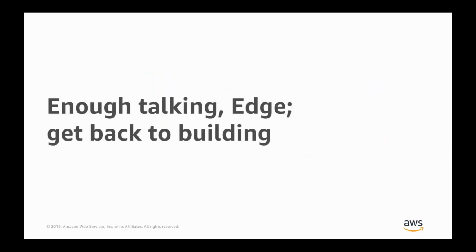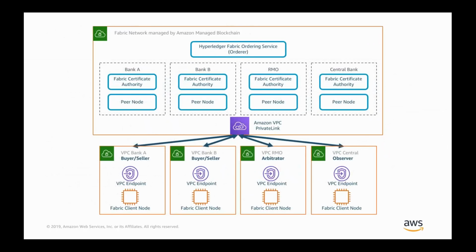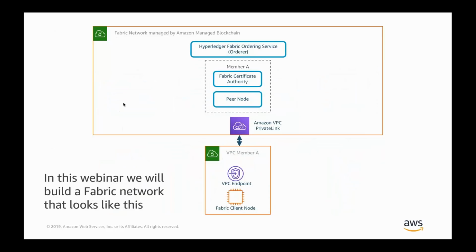So on this diagram that I showed you earlier, we have a Fabric network managed by Amazon Managed Blockchain, and down here in your account, you have a Fabric client node. That client node can communicate with the Fabric network via a private link connection. So we're going to run the REST API on the Fabric client node so that it can communicate via the VPC endpoint with our Fabric network. All right, so that's what we'll be doing here.